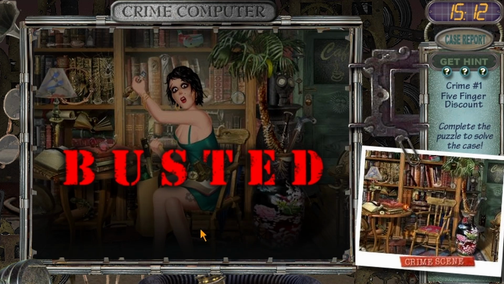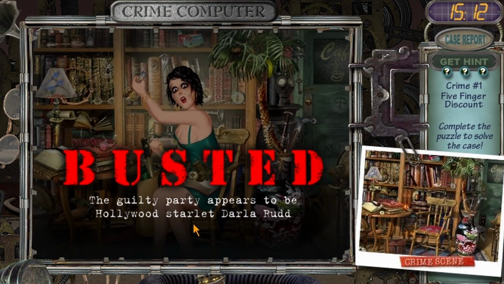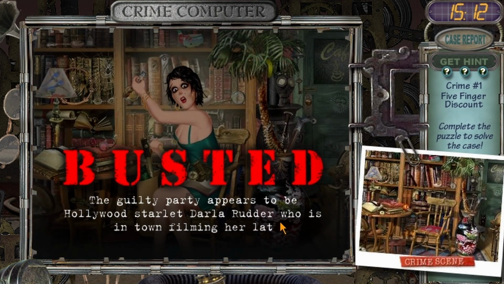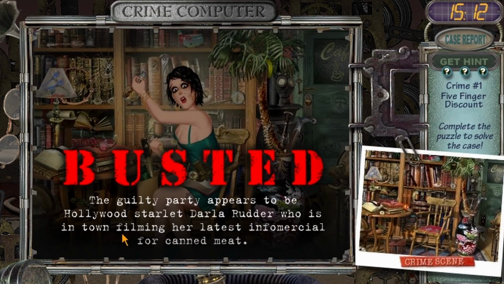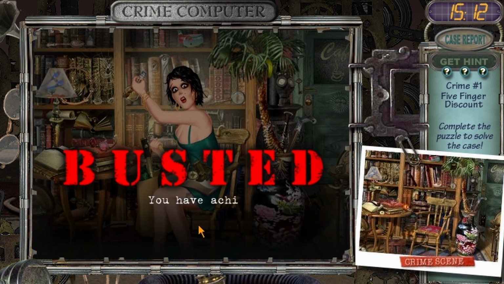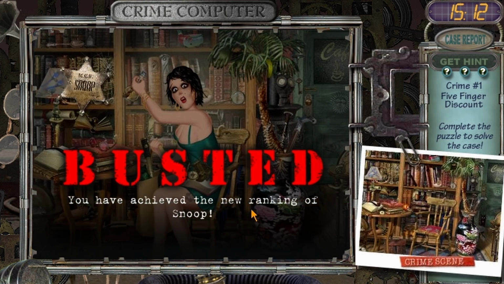During the time of her filming, the detective has uncovered the scene of the crime on the crime computer, revealing that she is a shoplifter at a local bookstore, revealing a skull mark tattooed on her thigh. The skull mark holds an important meaning in the criminal mastermind that will be tackled later. After finding out that Darla Rudder is a thief, she is sent to jail by the protagonist and therefore receives the rank of a snoop.